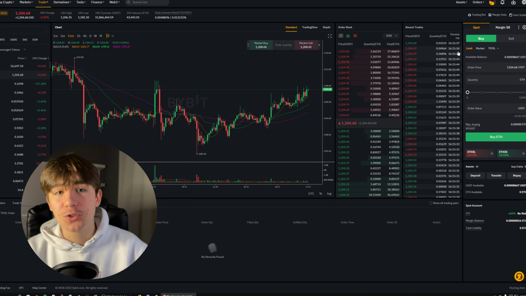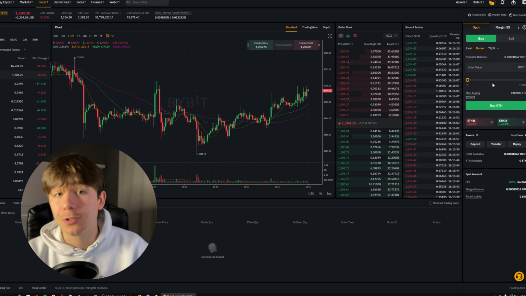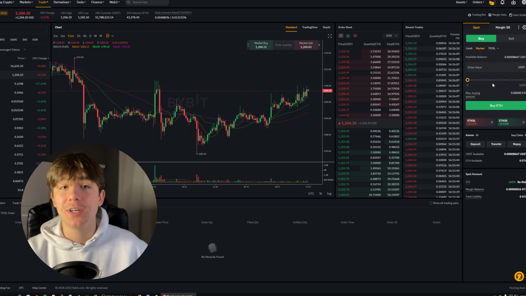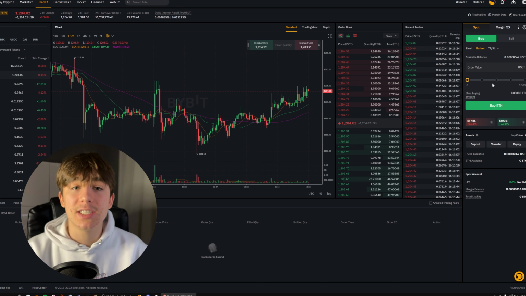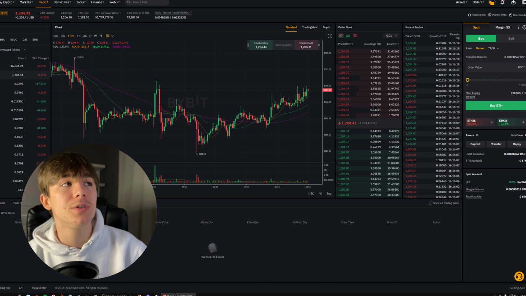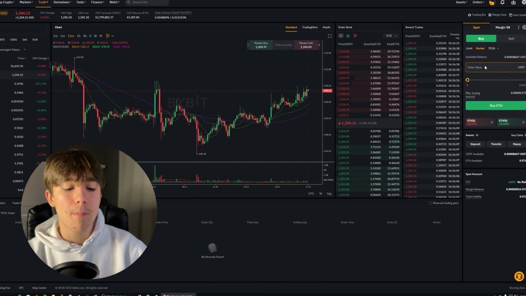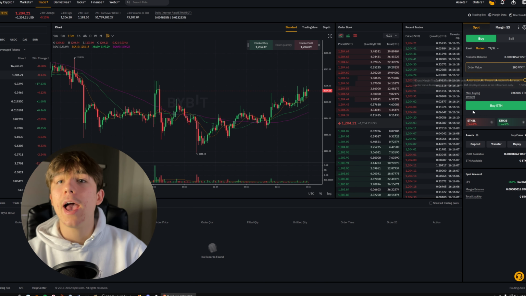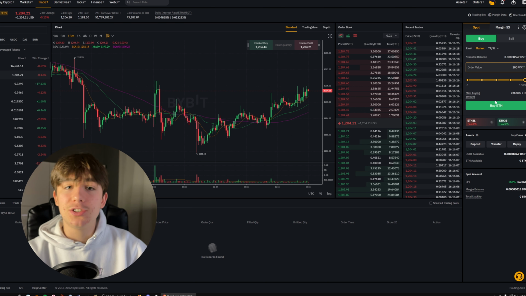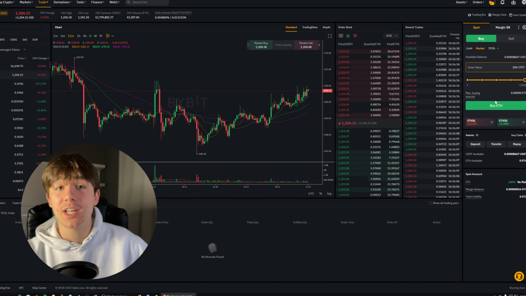If you want to enter a trade immediately, then the market option is the one to use. The only difference with a limit and a market order is that a market order will put you in the trade immediately at the price it's trading right now. So basically, the price of Ethereum is right now 1.204. The only thing I need to fill in here is how much I want to buy. And if I click on buy ETH, I'm immediately in this trade. I don't need to wait for a specific price because I want to buy right now.